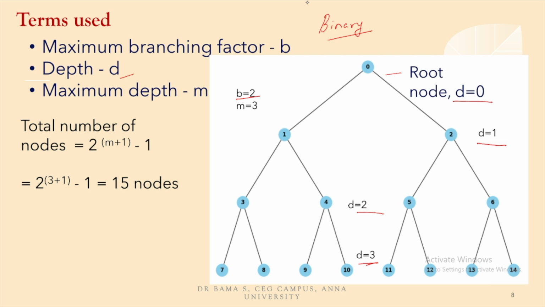Now, how do we calculate the total number of nodes? Since it is a binary tree, it is going to be 2 power (m plus 1) minus 1, where m is the maximum depth.